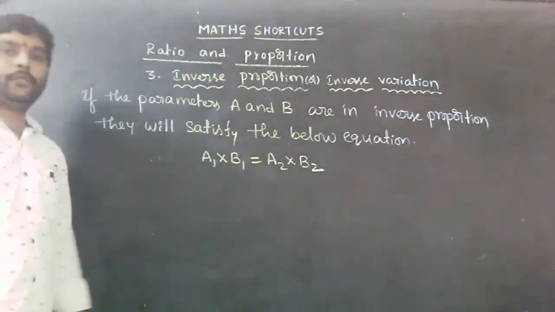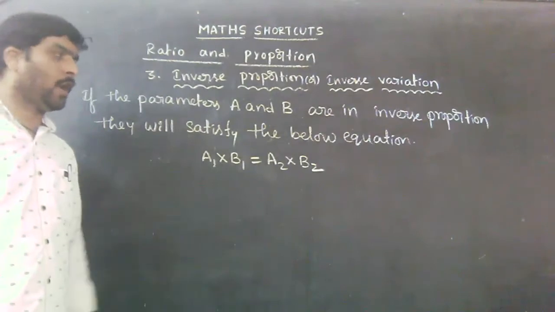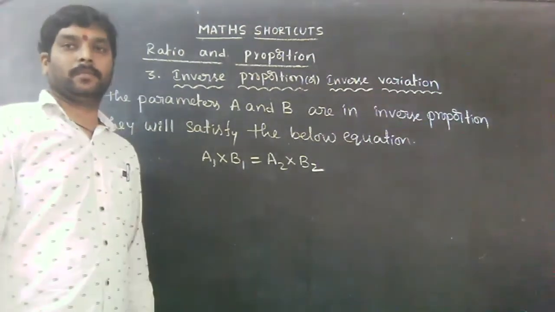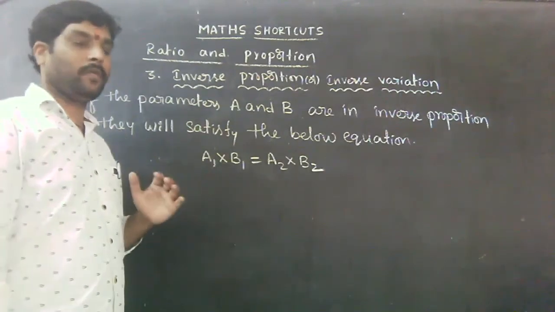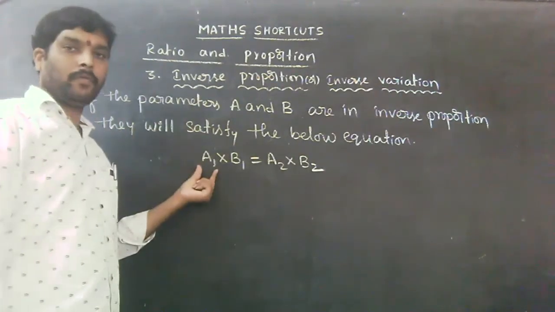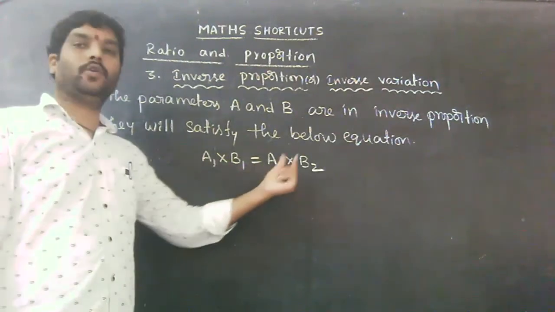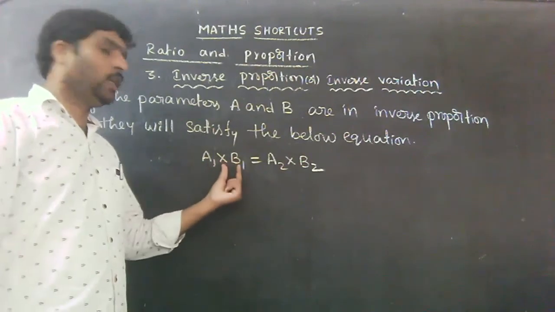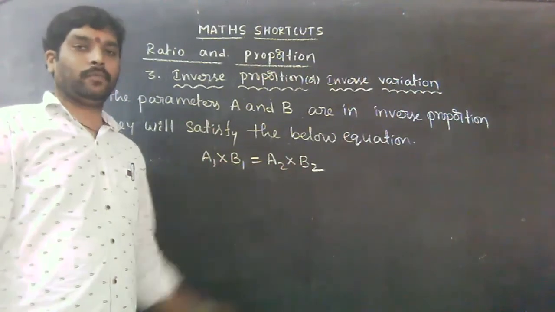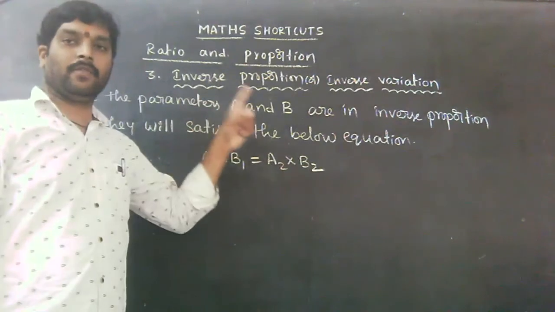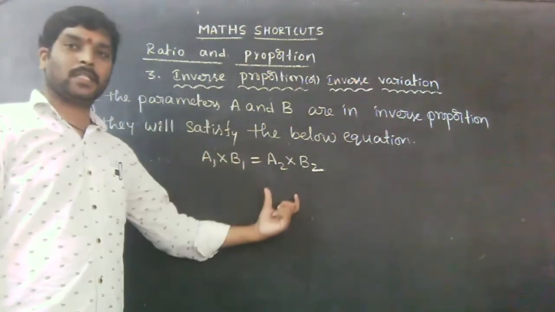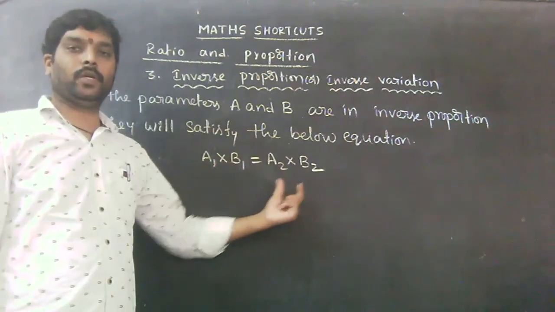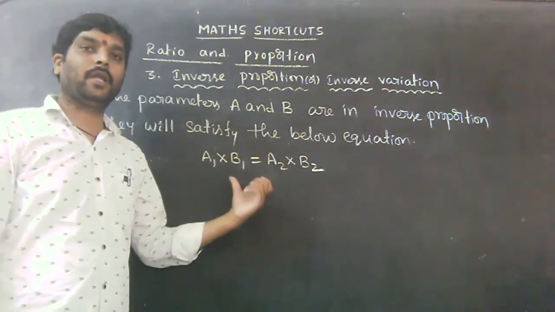Now, if two parameters A and B are inversely proportional, they will satisfy the below equation. Same like in direct proportion, here A1 into B1 equals A2 into B2. Their product is constant. If two parameters are in inverse proportion, their product is constant. This is the condition for inverse proportion.